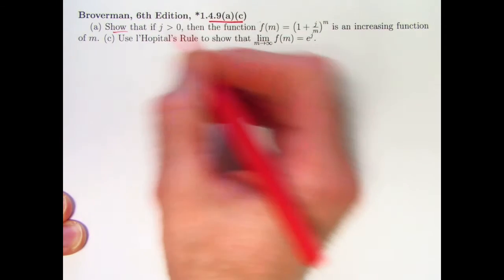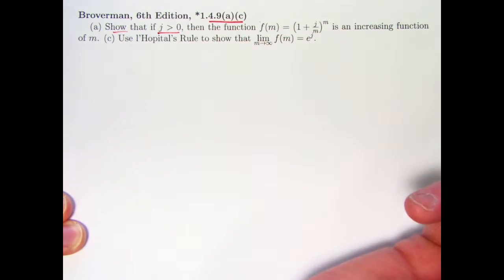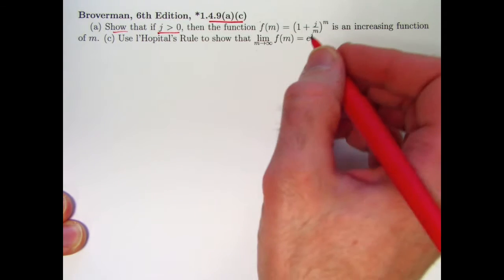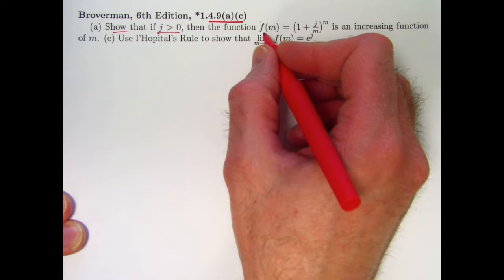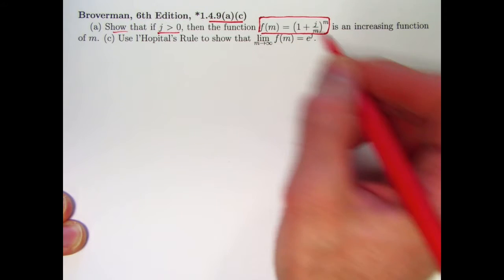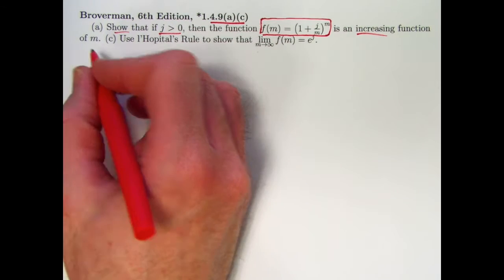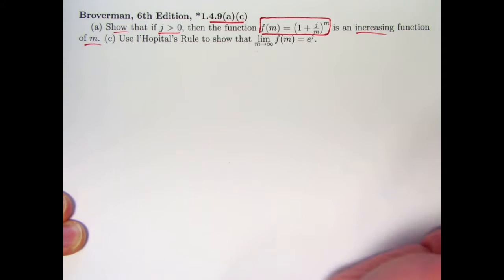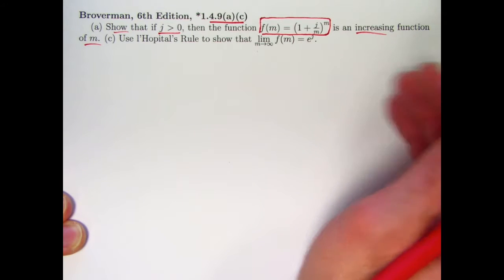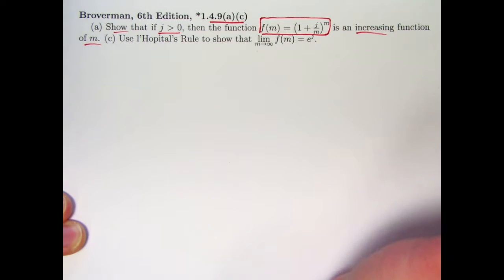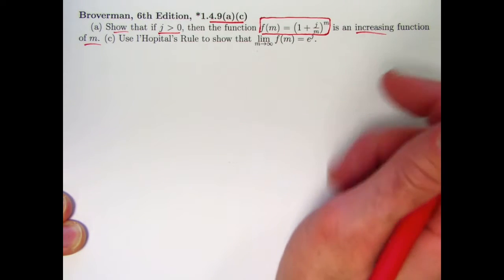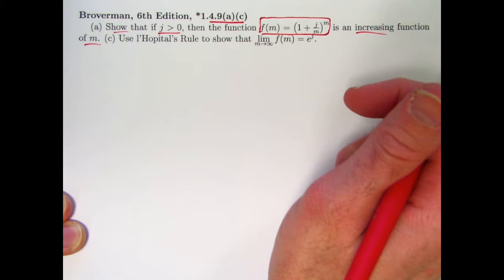So we want to show that if you've got a fixed J that's positive, J is going to represent your nominal annual interest rate, say, then this function, a function of M for fixed J, is increasing. It's an increasing function of M. Typically, in compound interest problems, we think of M as a discrete variable, 1, 2, 3, 4, 5, 6, etc. But in order to use the techniques of calculus, we're going to assume M is a continuously varying variable.